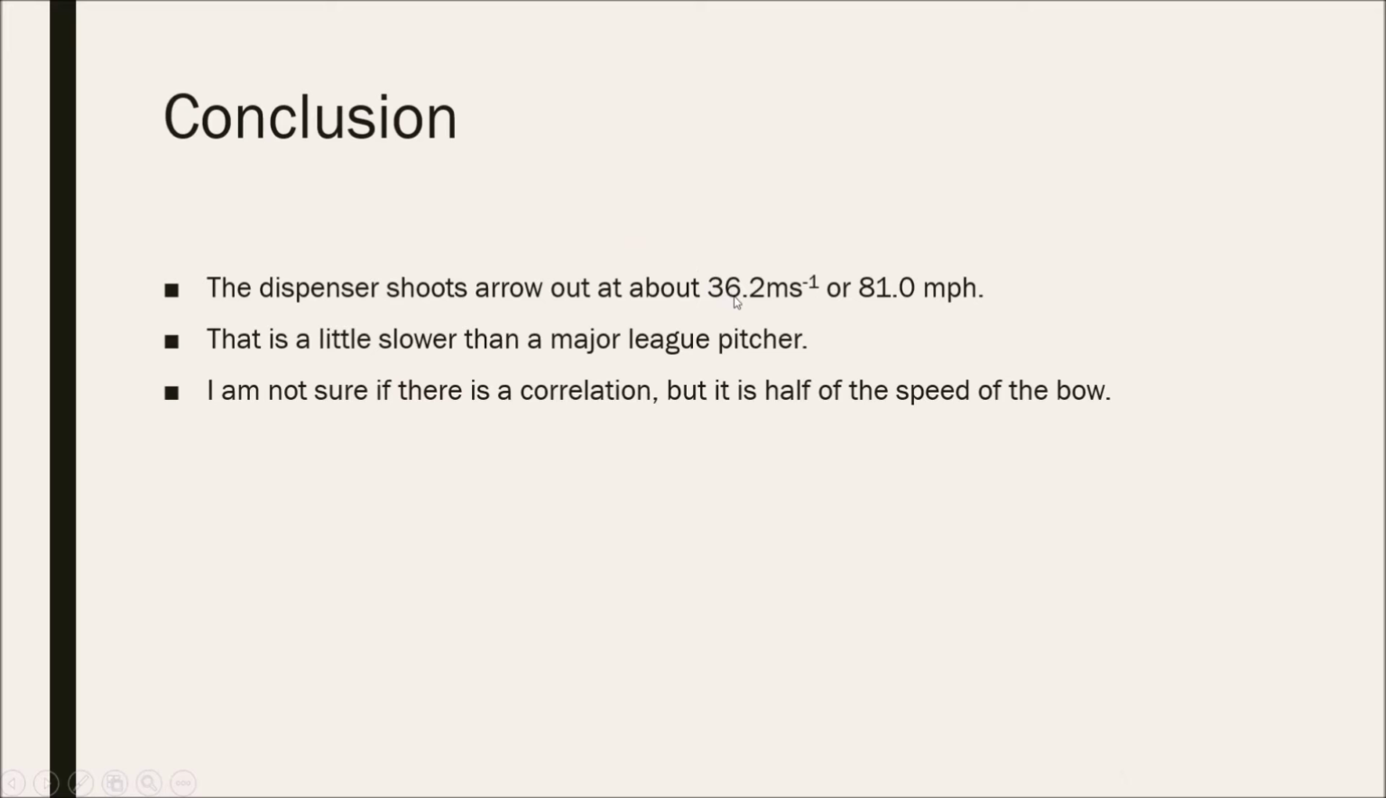And 36.3 meters per second is about 81 miles per hour, which is a little less than a major league pitcher. And I'm not sure if there's a correlation between the launch velocity of the dispenser and the launch velocity of the bow, but it seems to be half of the launch velocity of the bow, because if you multiply this by 2, you get about 162, which is very close to what we got, which is 161.1 miles per hour. So yeah, that's basically it.